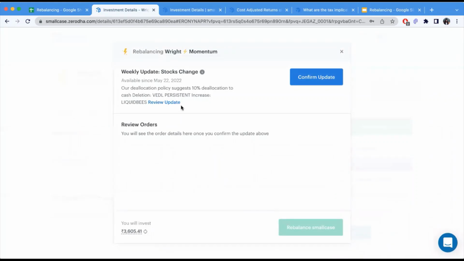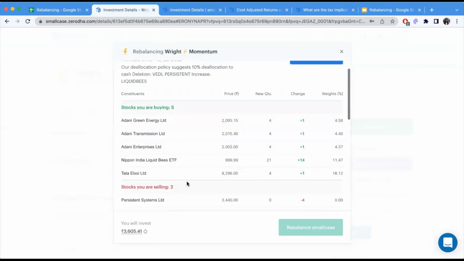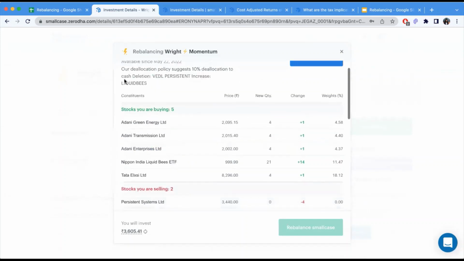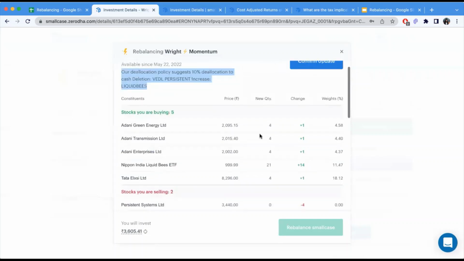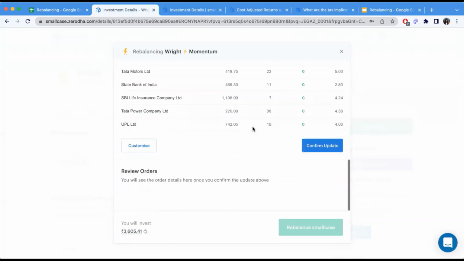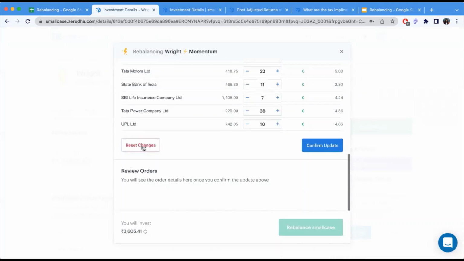When I click on update, it shows me the number of stocks that are changing. It says you have to buy Adani Green Transmission and sell this. But in the above message, I can only see that it is written: delete Vedanta and Persistent and add Liquid B. So only 3 of these changes are something that we suggested, and the rest are actually not something that was given by the model. So you can customize it. You can click on customize.